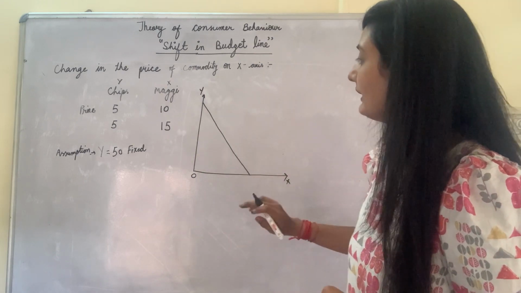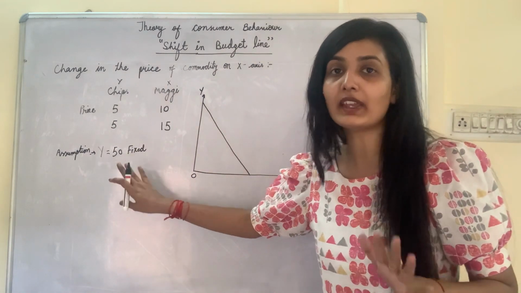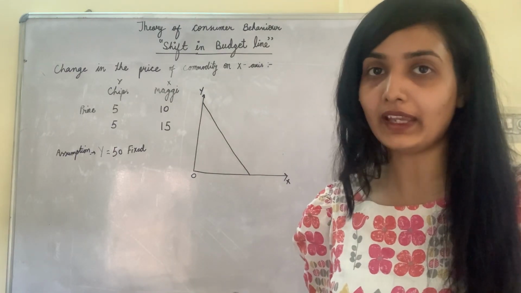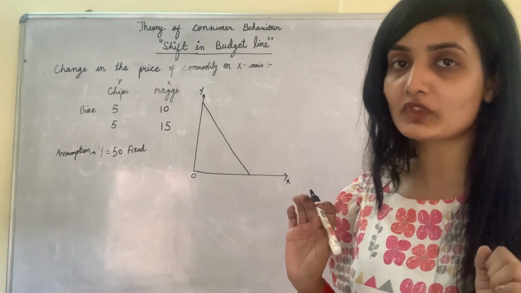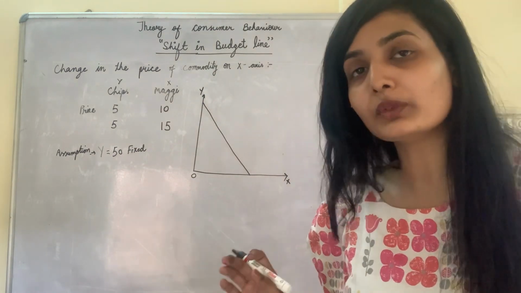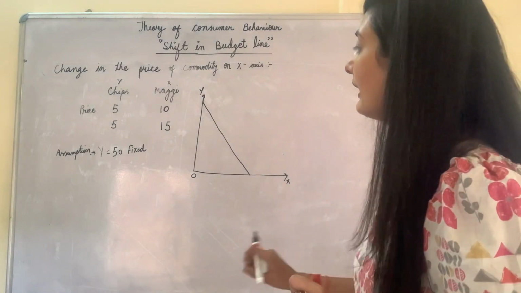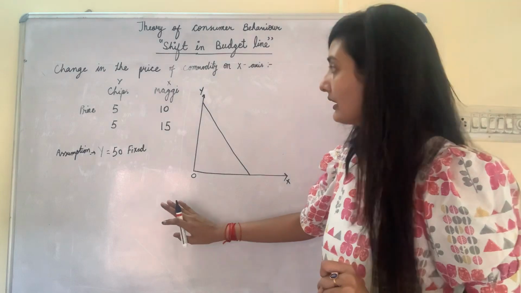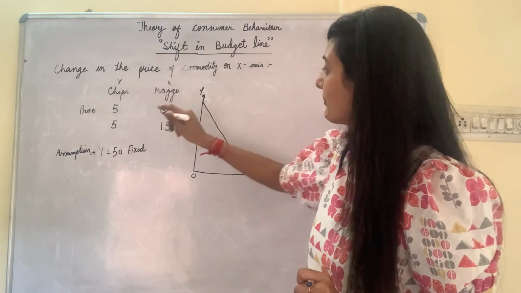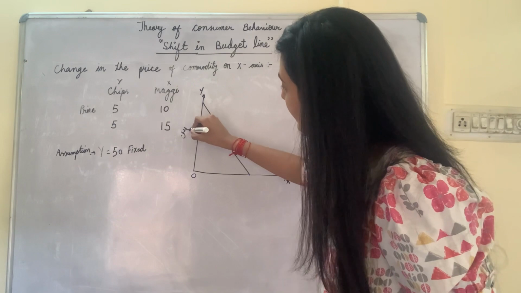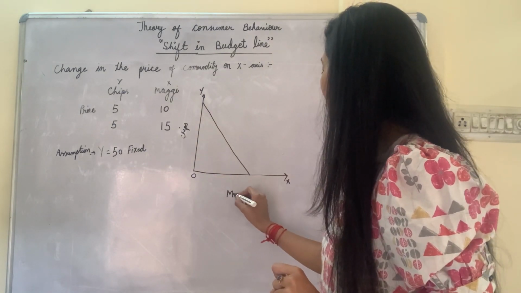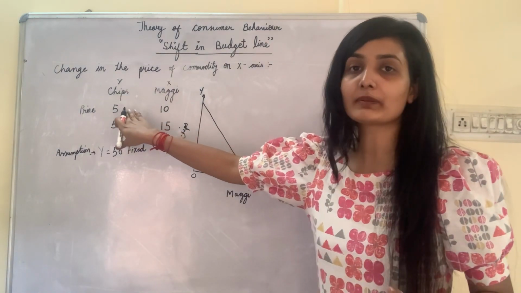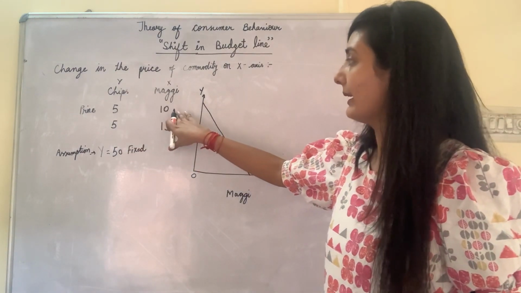This is our budget line. Our income is fixed, as we assume when we are dealing with price that income is constant, and if we are dealing with income changes, we assume that price is constant. So the assumption is income is fixed, that is 50 rupees, and the price of chips, which we represent on the y-axis, is 5 rupees and the price of Maggi is 10 rupees.